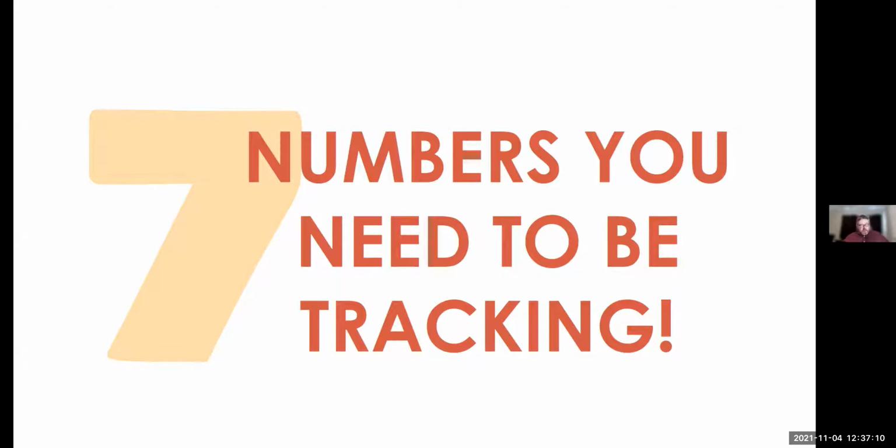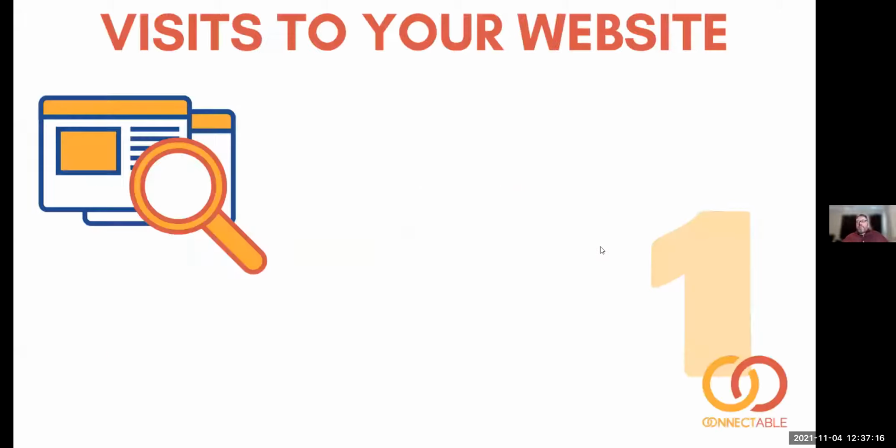All right, so let's take a look at it here. The 7 numbers you need to be tracking. So number 1, I'm going to call it visits to your website. And I know for some programs, that's not how you're looking at that. I'll explain why. You could definitely track it as visits to your campus, but only if you're following through in the way I'm going to share with you here.